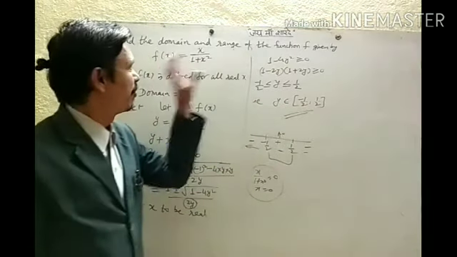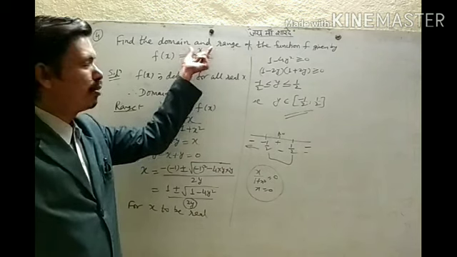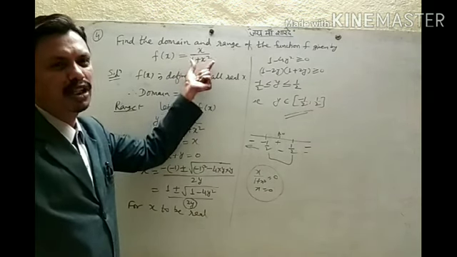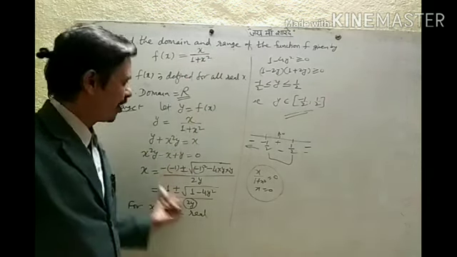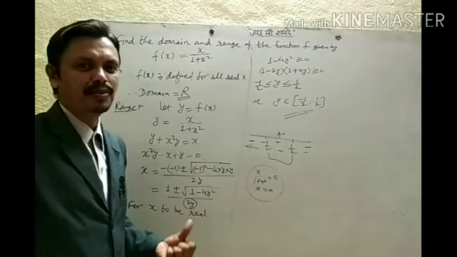Okay? So if we have a question in the form of p by q, where p and q both are polynomials, this is the process to find the range of any function. Okay, beta?